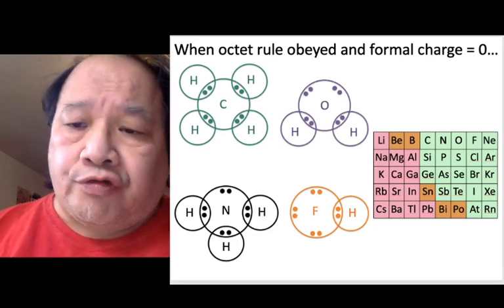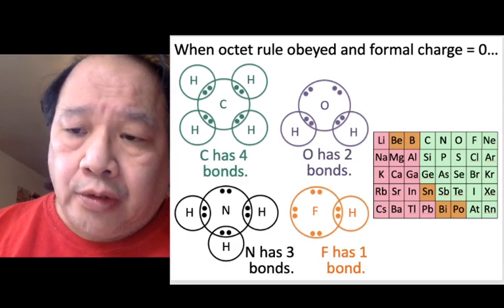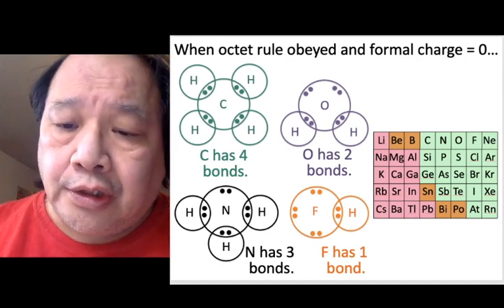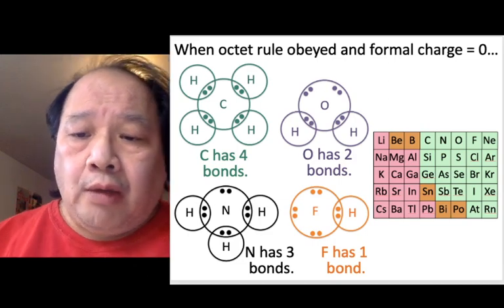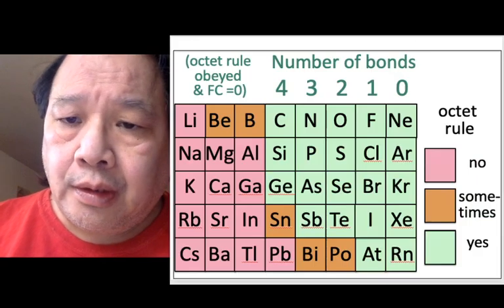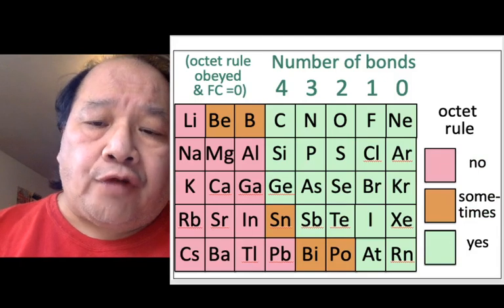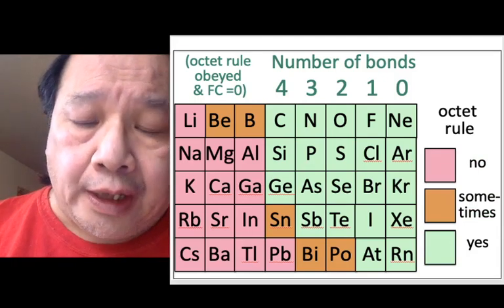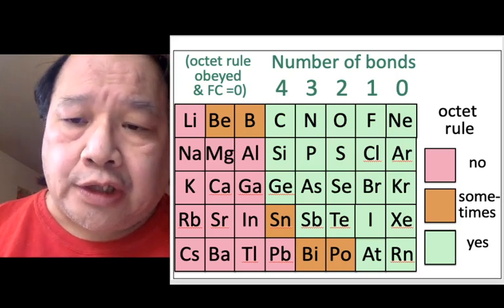And if you look at those 4 elements, carbon, nitrogen, oxygen, and fluorine, you can see that there's a progression. Carbon has 4 bonds, nitrogen has 3 bonds, oxygen has 2 bonds, fluorine has 1 bond. And the rule is shown here. When we're dealing with systems where the formal charge is 0 and the octet rule is obeyed, then the number of bonds just goes by where it is in the periodic table.